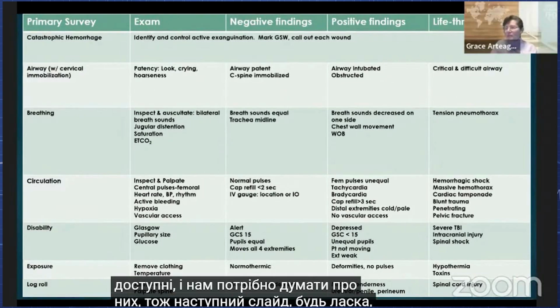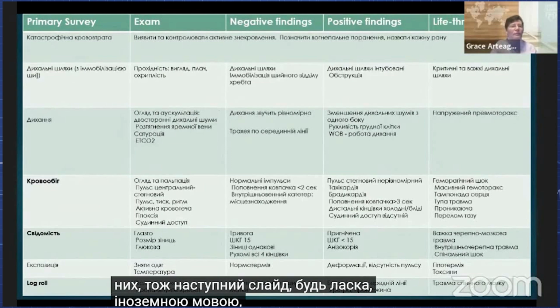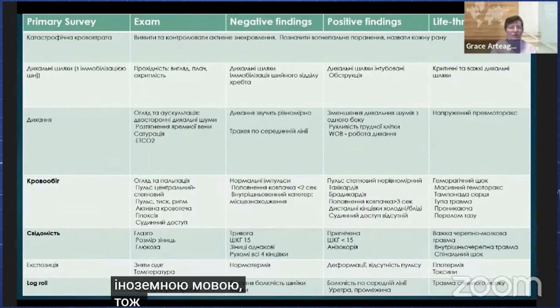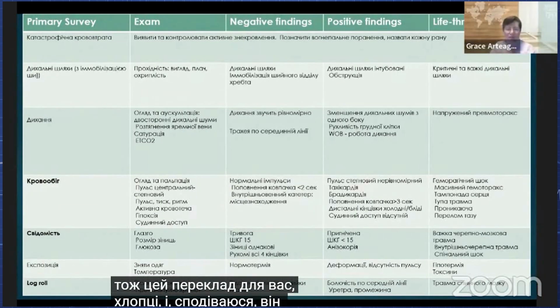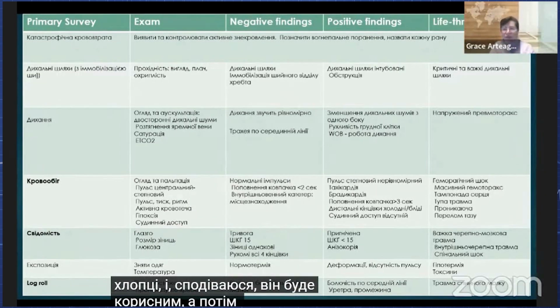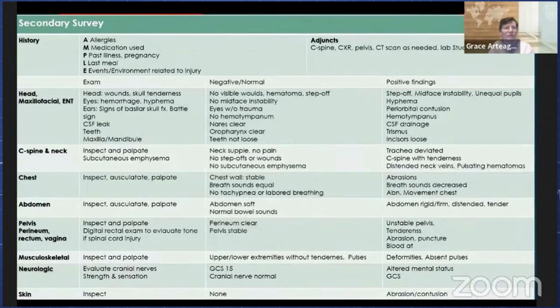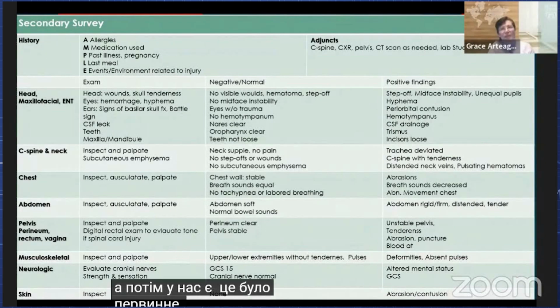So the next slide, please. This is the translation for you guys, and hopefully that's going to be useful. And then the next slide, please. And that was the primary survey.